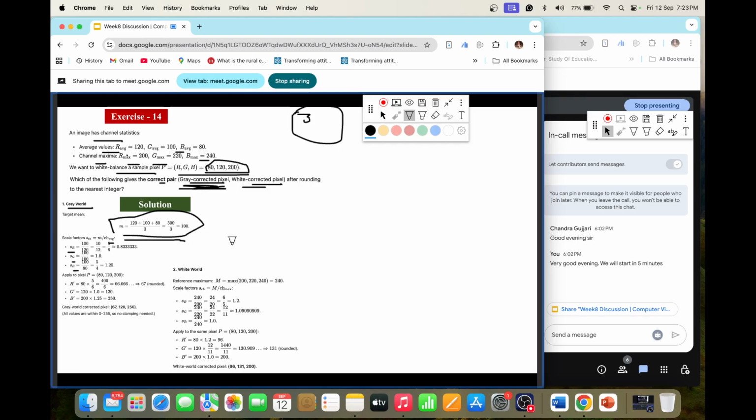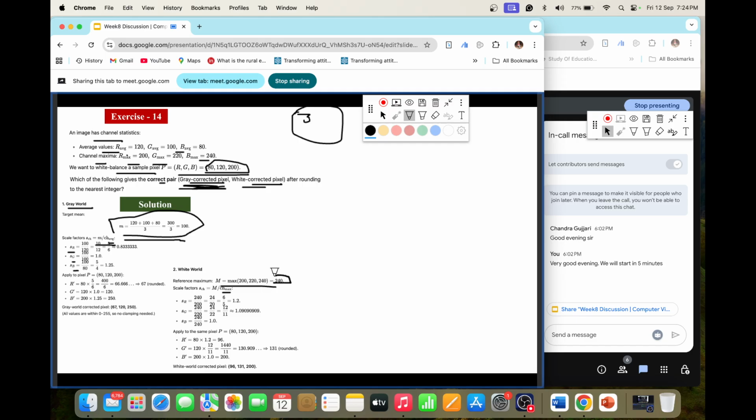In white world, how do you do it? In white world, you just take the maximum. It is again M by channel average, or in gray world it is small m by channel average. Here it is capital M by channel max. Channel max is already given for all the channels, but how can you calculate M? Capital M can be calculated as the maximum of all three maximums. The maximum of the three maximums is this B max, that is 240.